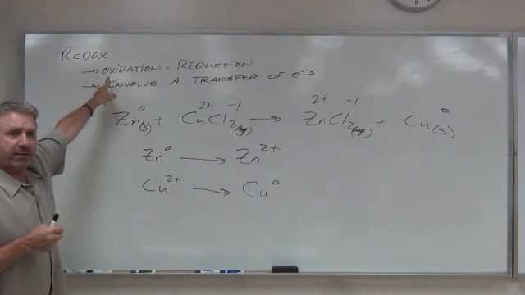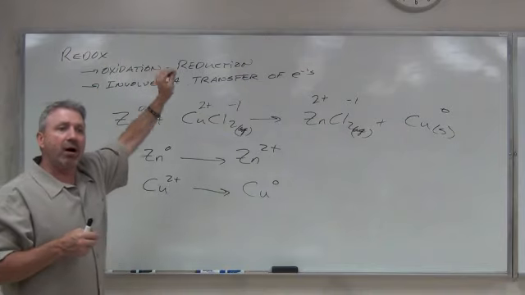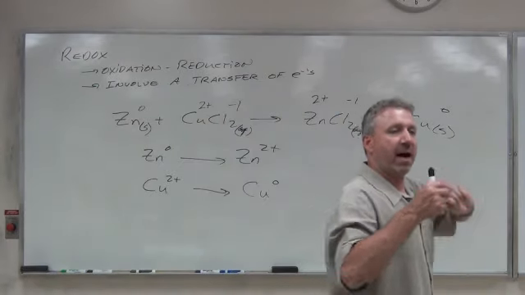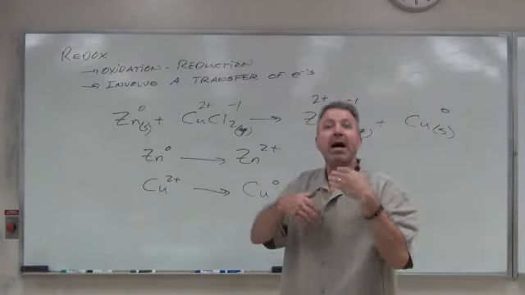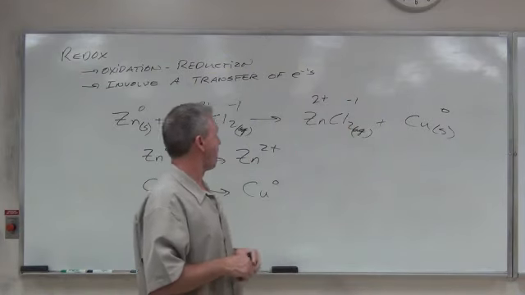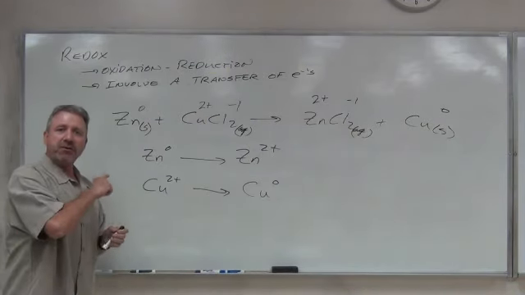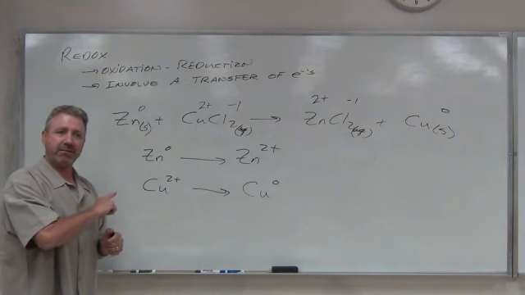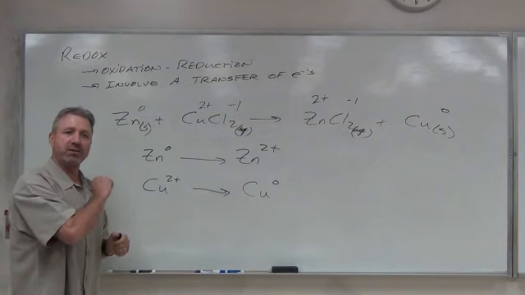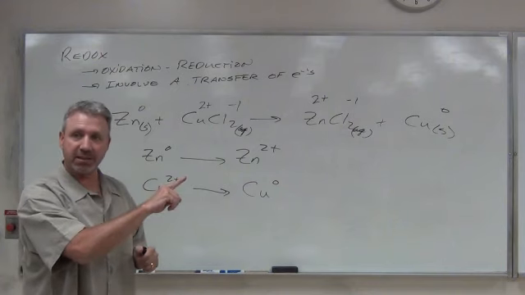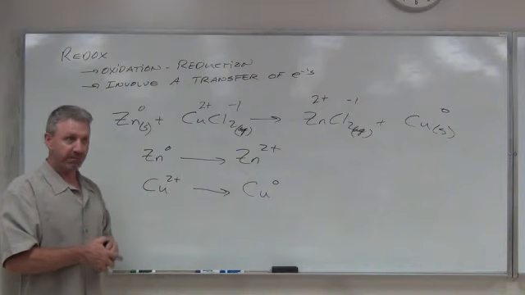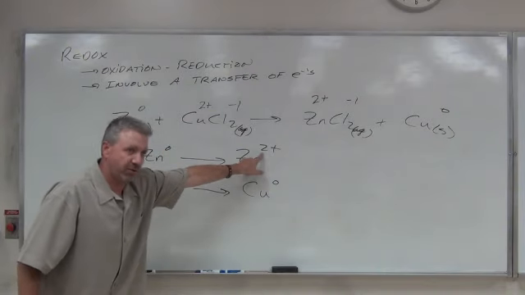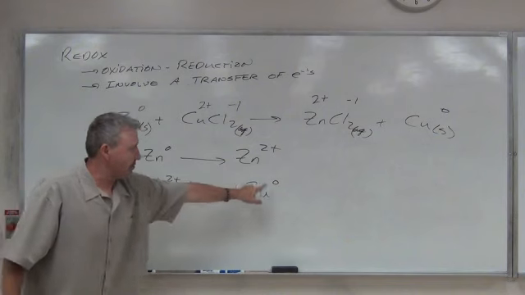Redox reactions are made up of two half reactions, the oxidation half and the reduction half, and together they form a full redox. So we refer to them as the half reactions. If you have a redox reaction, one of your oxidation numbers is going to be changing in the positive direction. The other one is going to be changing in the negative direction.